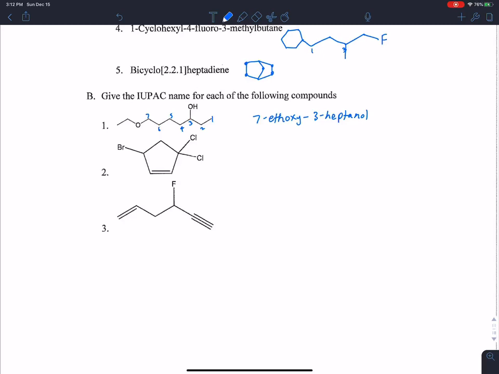Alright, next one, the double bond has to get the lowest possible number, so I would go 1, 2, 3, and I wouldn't go the other way around because then the substituents get the lowest number. So I should get 3 on this and 5 on this. So you go 5-bromo first because alphabet, then 3,3-dichloro, cyclopentene. Now notice you don't have to say 1 because the double bond's always at 1 in a cyclic.